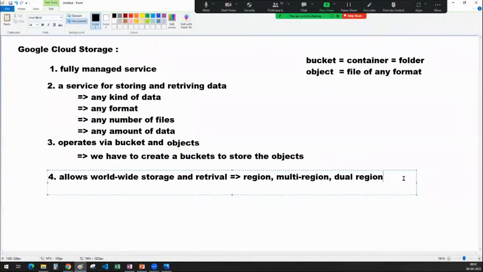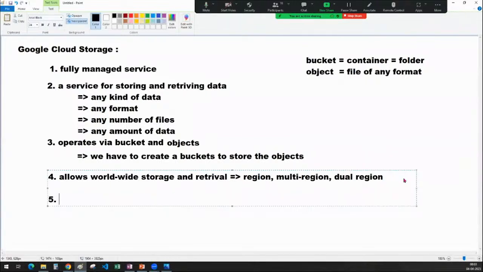What is the main intention of having regional storage, multi-regional storage and dual region storage? Because there is a difference between them, and there is an advantage, and there is also a difference in terms of cost. If I go to region, the cost will be a little lesser. When I say dual region, the cost will be a little higher. If I go to multi-region, the cost will be a little more higher. We will see the main difference, why it is so, tomorrow, guys.